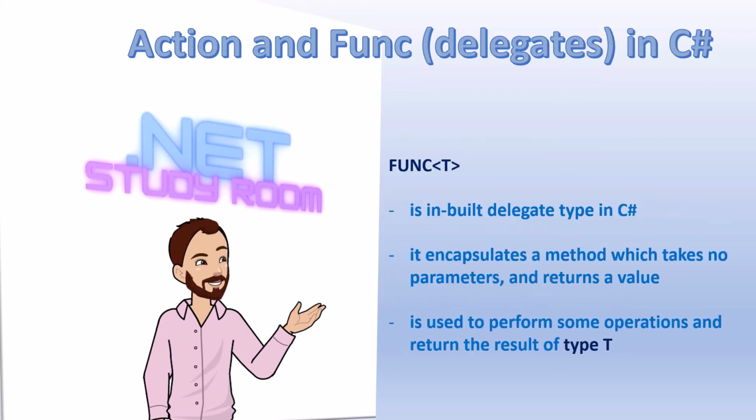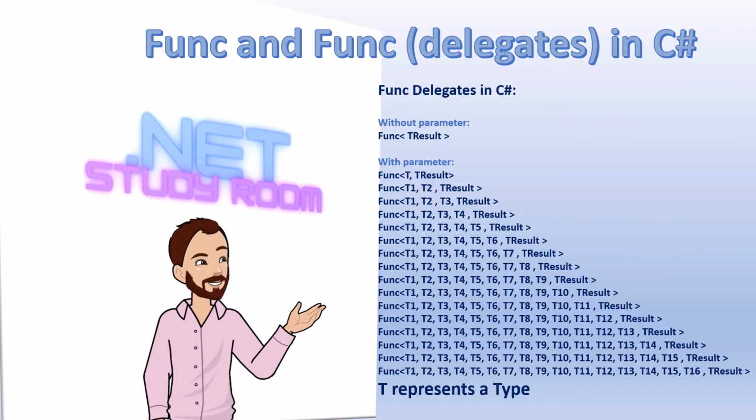And now let's turn to the func delegate. A func delegate is very similar to the action delegate, except that it returns a value. The type of the return value is defined by the type parameter mentioned in the angle brackets. Func of T represents a generic func delegate. There are 17 variations of the func delegate, ranging from 0 to 16 input parameters. The last type parameter in the type parameter list always represents the type of the return value. Each parameter can be of any type supported by the C# language.